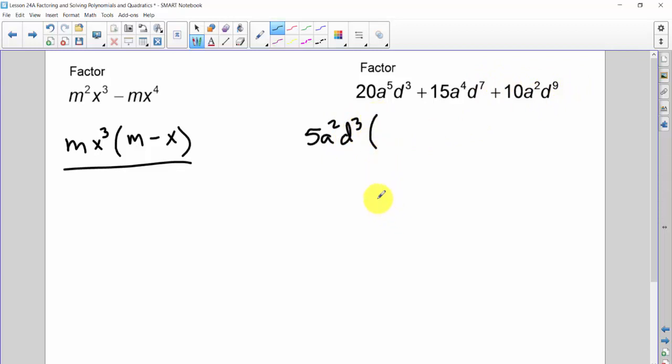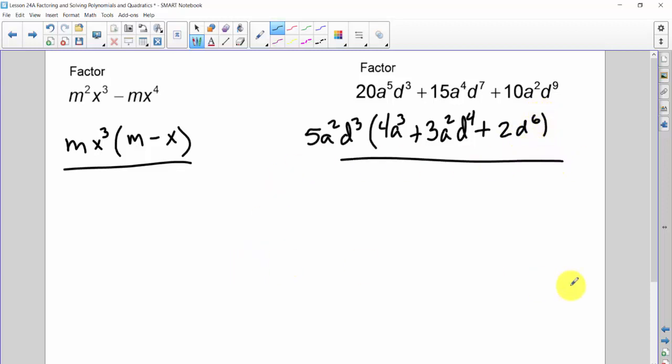And now I have to go back and say, what does 5a squared d cubed multiply by to get each of these terms? 5 times 4 is 20. A squared times a cubed is a to the fifth, and I don't need anything to multiply by the d cubed. Next, 5 times 3 is 15. A squared times a squared is a to the fourth, and d cubed times d to the fourth is equal to d to the seventh. Lastly, 2 times 5 is 10. A squared doesn't need anything, and d to the sixth times d cubed is d to the ninth, and that's done.